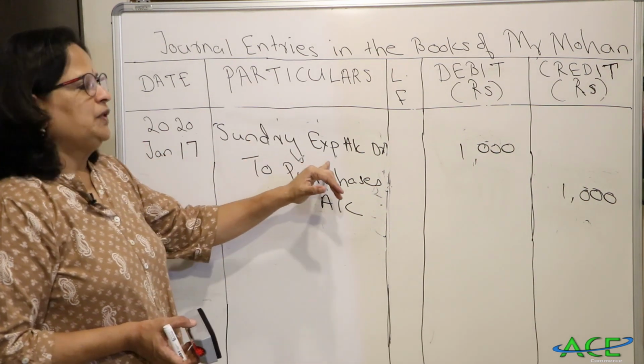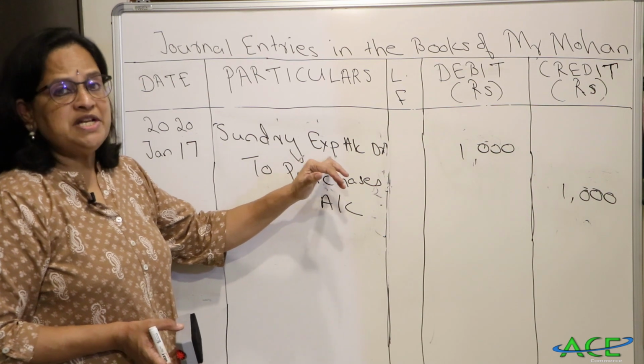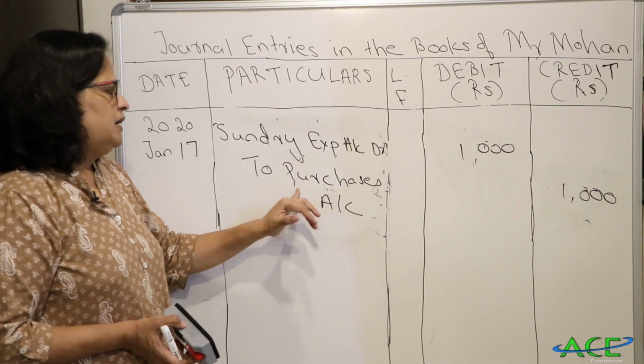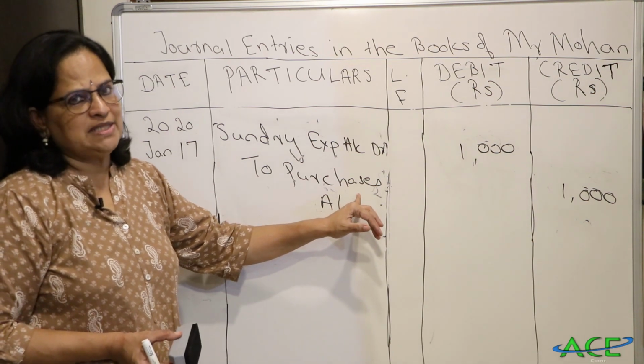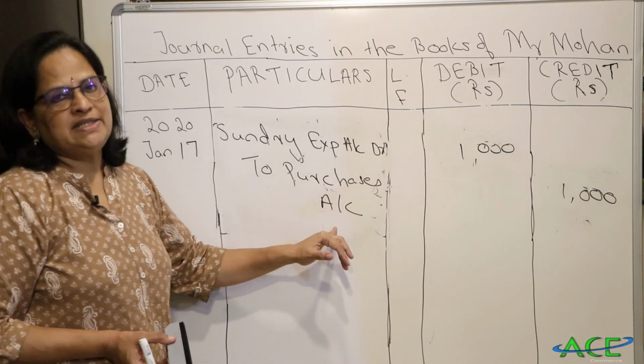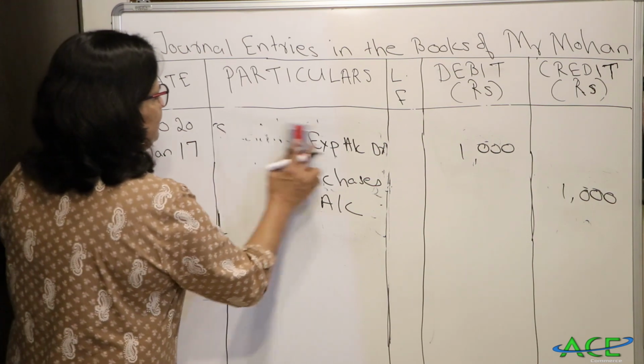So here goods given as charity. So sundry expenses only we can write. And since goods we are taking at the cost price, we are not taking at the selling price, that is why we are writing purchases account. Next transaction.